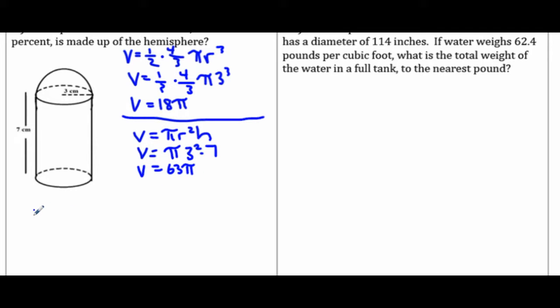And the question said to find the percent. The percent formula is part over whole. Let's do the whole. The whole is everything, right? So for the whole, I would have to add the cylinder and the hemisphere. So if I add 18 pi and 63 pi, I'm really just combining like terms. So when you add those, you'll get 81 pi. That's the volume of everything. So that's the whole.